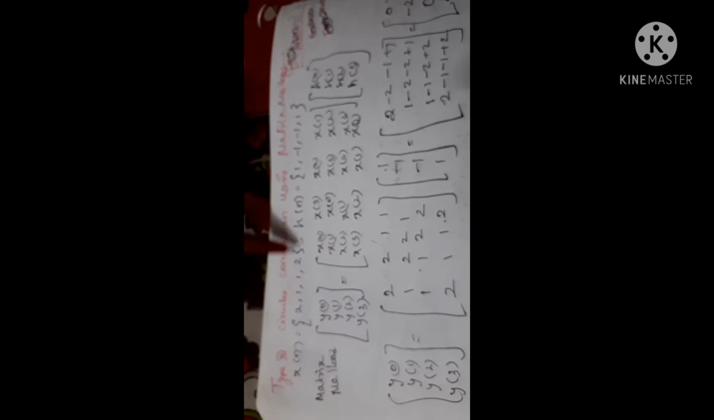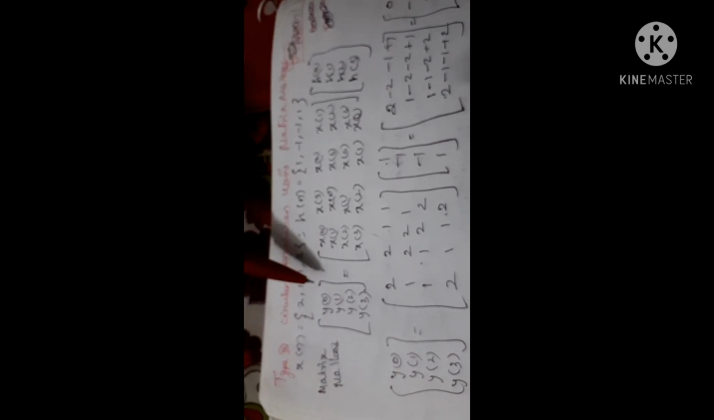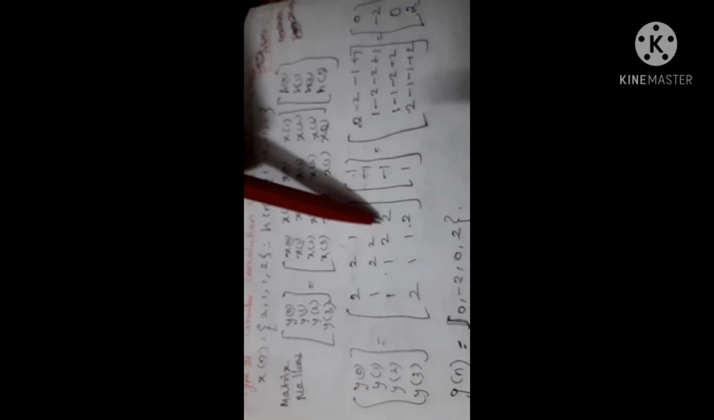Next type is circular convolution using the matrix method. We take the values x of n equal to 2, 1, 1, 2, h of n equal to 1, minus 1, minus 1, 1. So the output is we have to multiply x and h. In this matrix we have to make, that is 2, 1, 1 is the input. Then you have to shift, bottom 2 to the top. Then these values go down. So 2, 2, 1, 1. Again you shift here. Then these values go down. Then again if you shift, these values will go down. So like that circular shift you have to do.